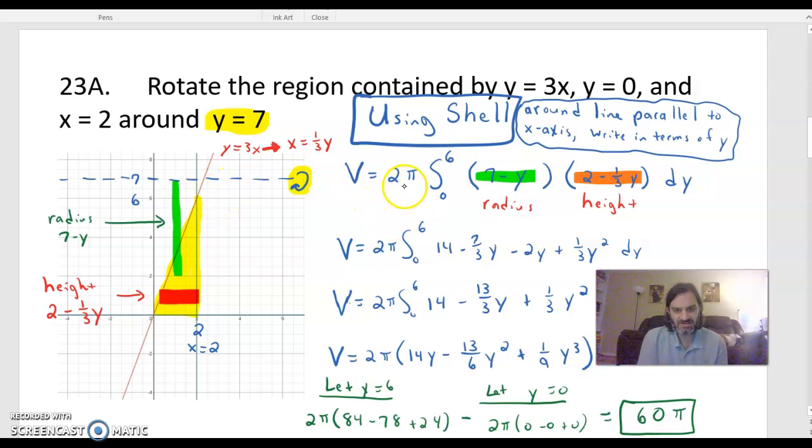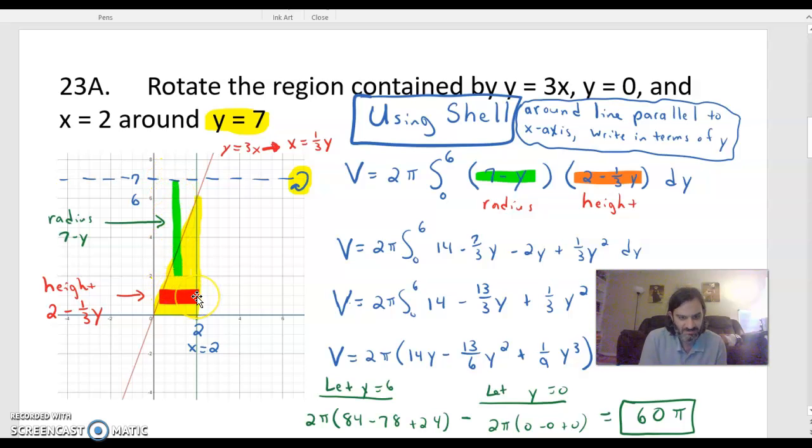So remember that the shell method is 2 pi times the radius times the height. So that's what we need. So 2 pi, and my endpoints for this will be from 0 to 6 for y. That is what the triangular region will cover, 0 to 6. The radius from y equals 7 out to some y point will be 7 minus y. So if I pick my y to be 2, the distance from the radius to that y of 2 would be 7 minus 2, or 5. So that's my radius coming out to any point.